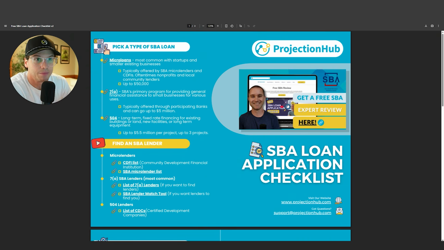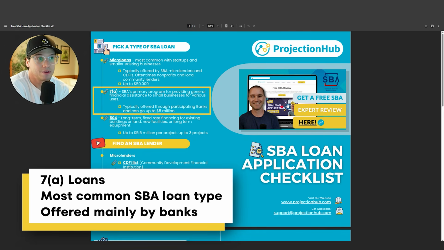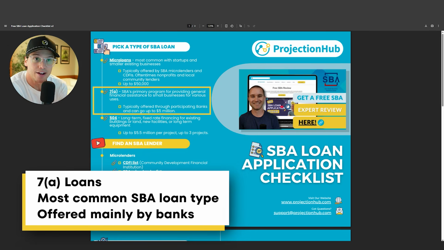I'm going to do my best to explain this easily, but the three most popular fall within SBA microloans, 7A SBA loans, and 504. By far, the most common and most popular is 7A. That's the biggest of the programs, and that's mainly because the primary people who provide those are banks.